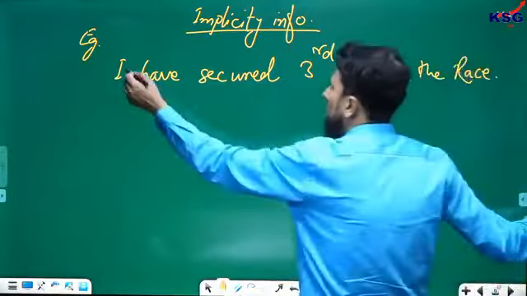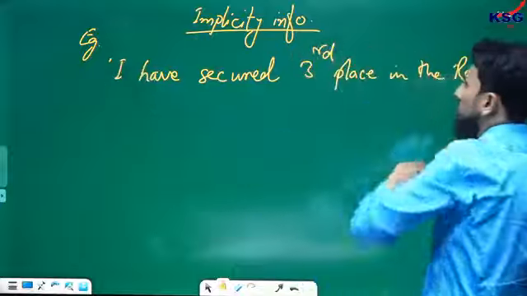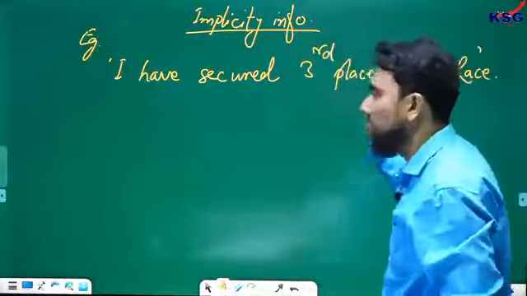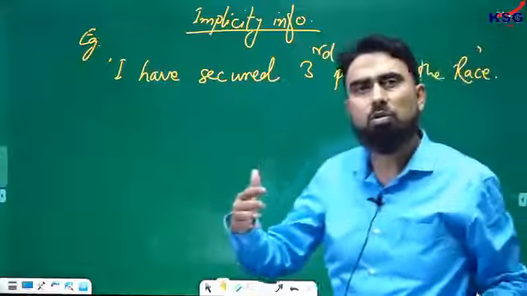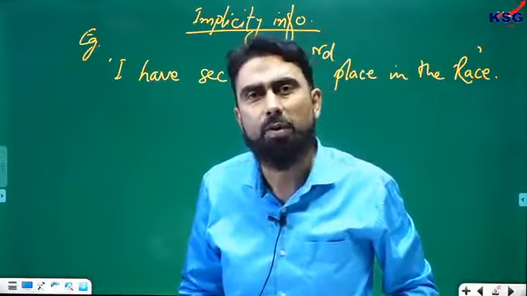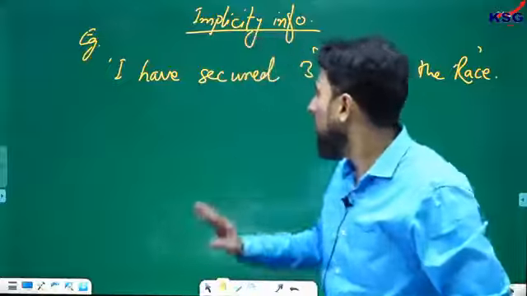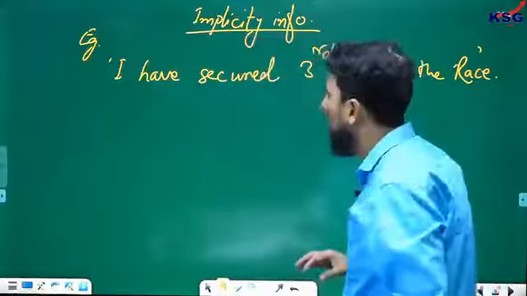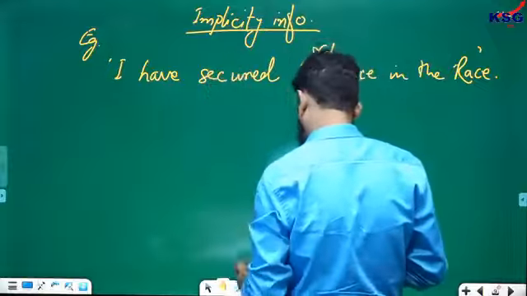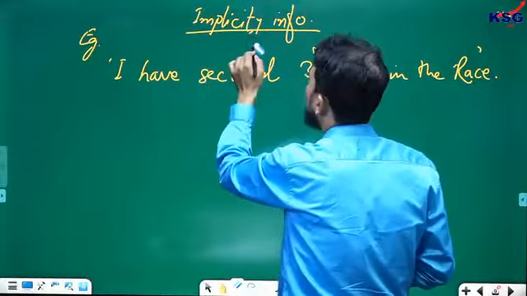Now, what is the explicit information? Explicit directly mentions that the son participated in a race. What is his position? Third position. All this is explicit or directly mentioned, right? We just look at the language, the words are given there. The implicit information.